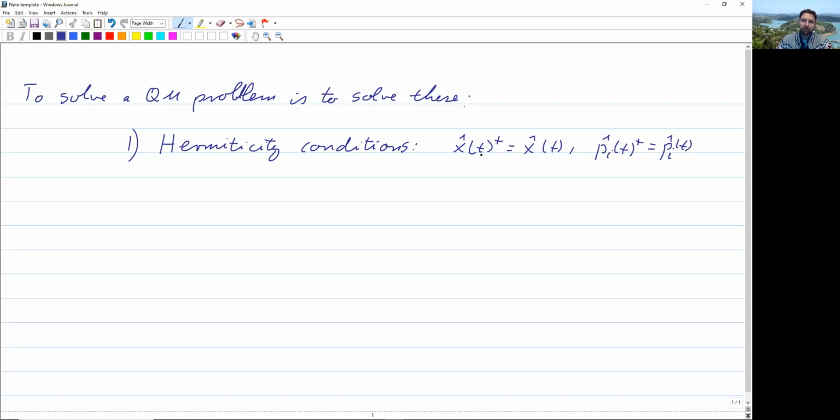And if we have many of those, for each hermiticity condition, we also have to solve the canonical commutation relations, and they would be the commutator of x hat of t and p hat of t equal to i h bar delta ij, like this, and then similarly that the x's commute.